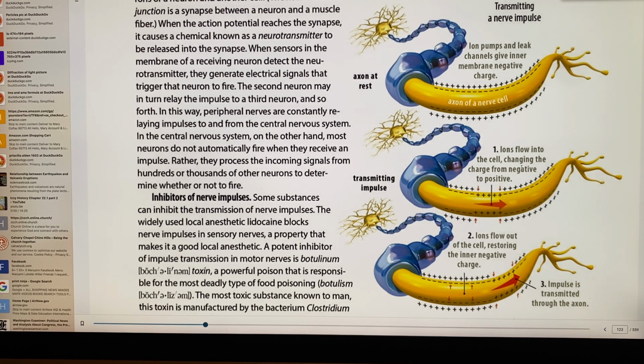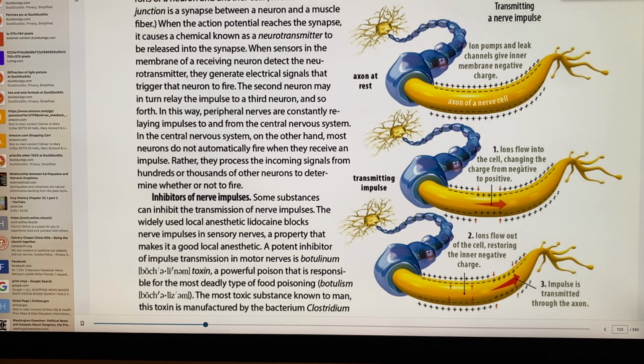I don't know if you got all that, but this picture kind of shows it. You have the axon at rest, with all the positive on the outside and all the negative on the inside. The ion pumps give the inner membrane a negative charge. So here is where you have the axon at rest.